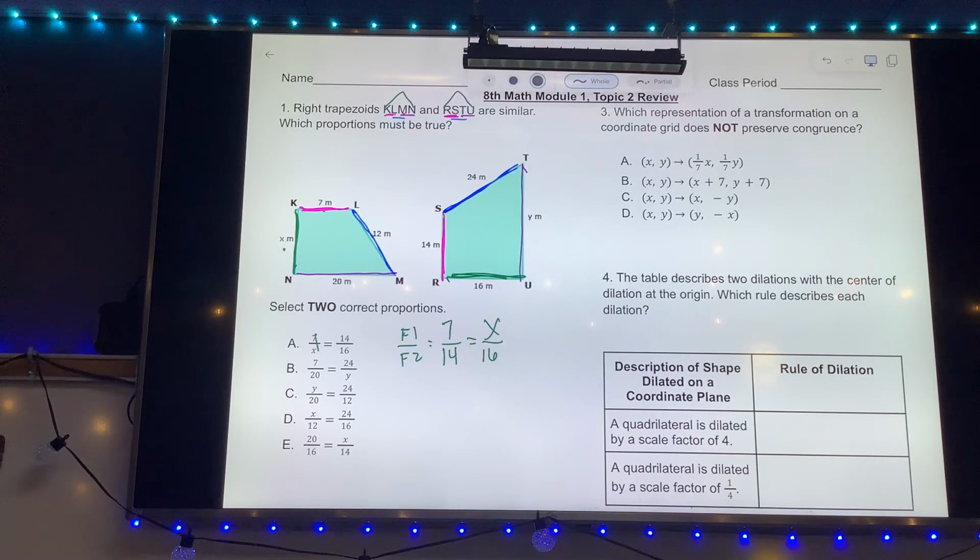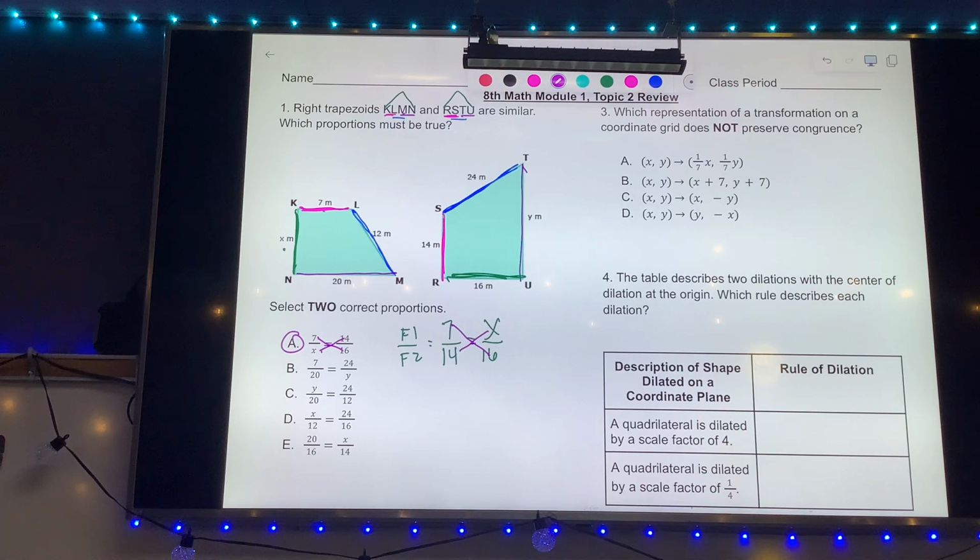So now if they have set theirs up correctly, I would be able to pretend I'm starting to solve this and see if I'm multiplying these same things together. So I should be multiplying 7 times 16, my diagonals. That's correct. Then I should divide by 14. That one's also correct. So I know that is the correct answer. So I'm good to go there.